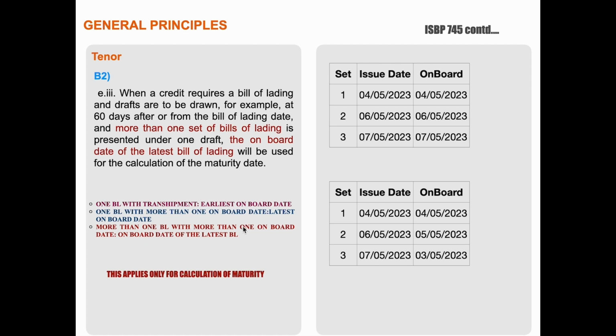Note this very carefully and remember this applies only for calculation of maturity. Because for calculation of period of presentation the logic is entirely different, which we will discuss at the time of discussing transport documents. So for the calculation of maturity, this is the logic. If transshipment, we have to consider the earliest, and if it is not a transshipment, then we have to consider the latest. And if more than one BL is presented with different onboard dates, we should consider the onboard date of the latest BL. Okay, take a note of that. This is very important. Often questions will be asked from this particular area.